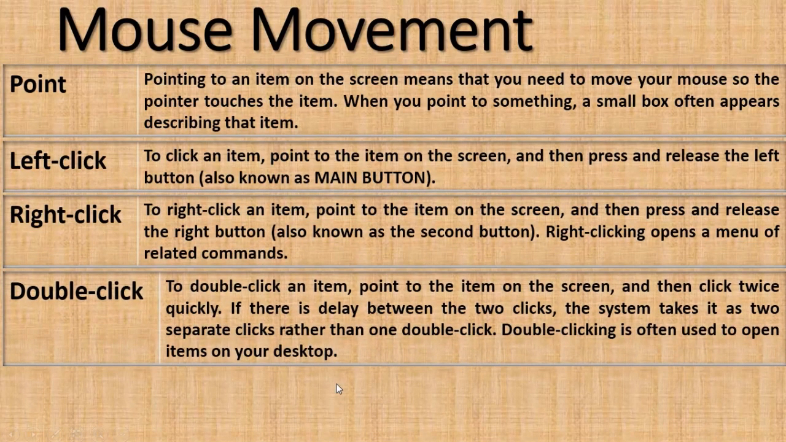Double click. To double click an item, point to the item on the screen and then click twice quickly. If there is a delay between the two clicks, the system takes it as two separate clicks rather than one double click. Double clicking is often used to open items on your desktop. Like I explained earlier, if you want to open a program on your desktop, just double click quickly and it's going to open for you.